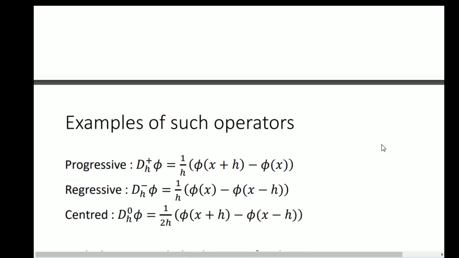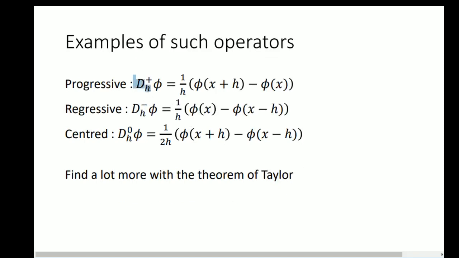Now we build operators like this one, the progressive one being phi at x plus h minus phi at x, over h, so it's an order one approximation of phi'. It takes the following value minus the current value, so it's progressive. And for the regressive method, it's pretty much the same, but you take the current minus the previous one. And there is a centered one. I'm not sure how to spell that word exactly. So it's 1 over 2h of the following value minus the previous one.